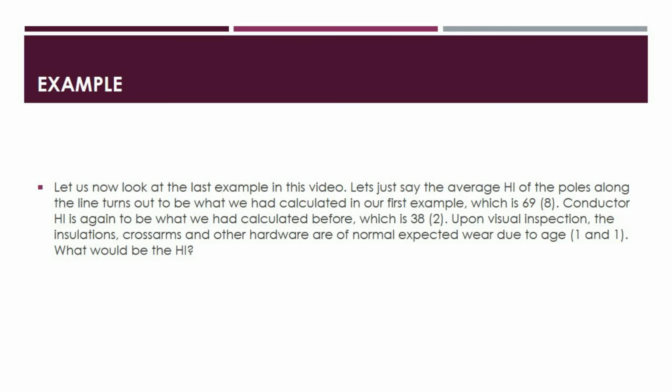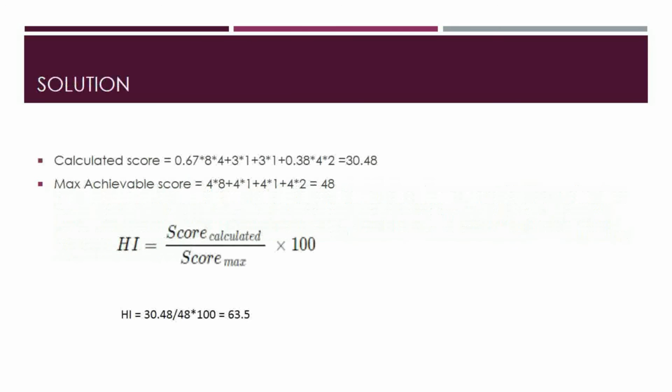So let us now look at the last example in this video. Let's just say the average health index of the poles along the line turns out to be what we had calculated in our first example, which is 69, and we assigned the weight of 8. The conductor health index is again what we had calculated before, which is 38, to which we assigned the number 2. Now, upon visual inspection, the insulations, crossarms, and other hardware are of normal expected wear due to age, and the weight is 1 and 1. So what would be the health index in this case?